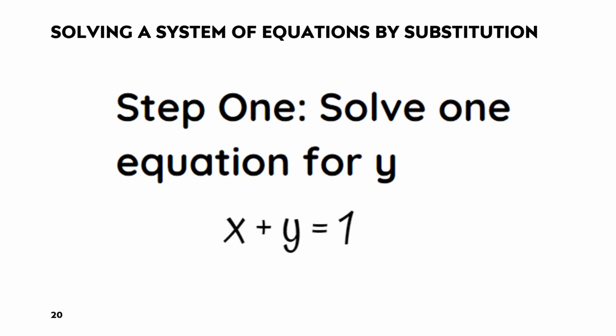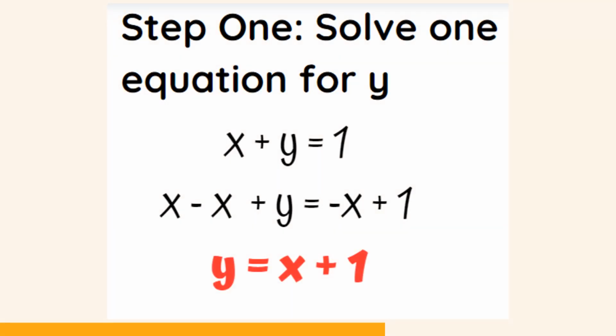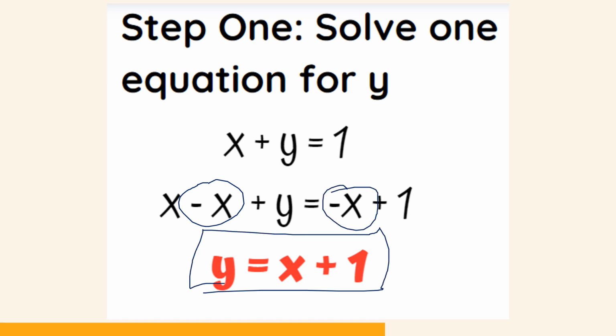So we're going to solve this first equation for y. And once again, what do we do? That's right, we subtract x from both sides. So now we have this equation, y is equal to x plus 1. So we're going to hang on to this equation for a little while, and we'll come back to it. If it's on your paper, I'd circle it, highlight it.